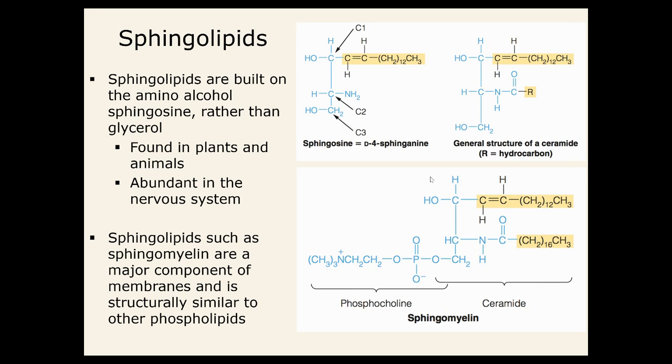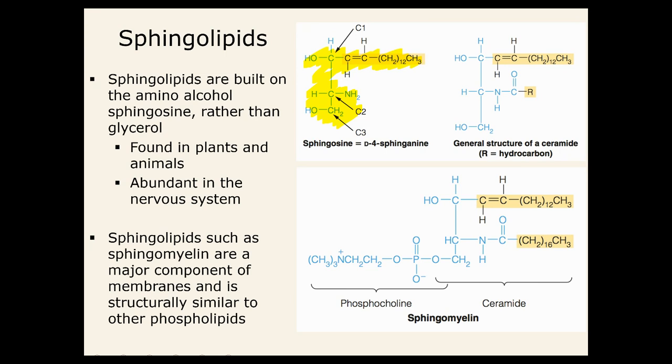Okay, one other type of lipid are sphingolipids, and they don't have a glycerol backbone. What they have is what's called a sphingosine backbone. So let me get the highlighter. Here, this whole thing is sphingosine.